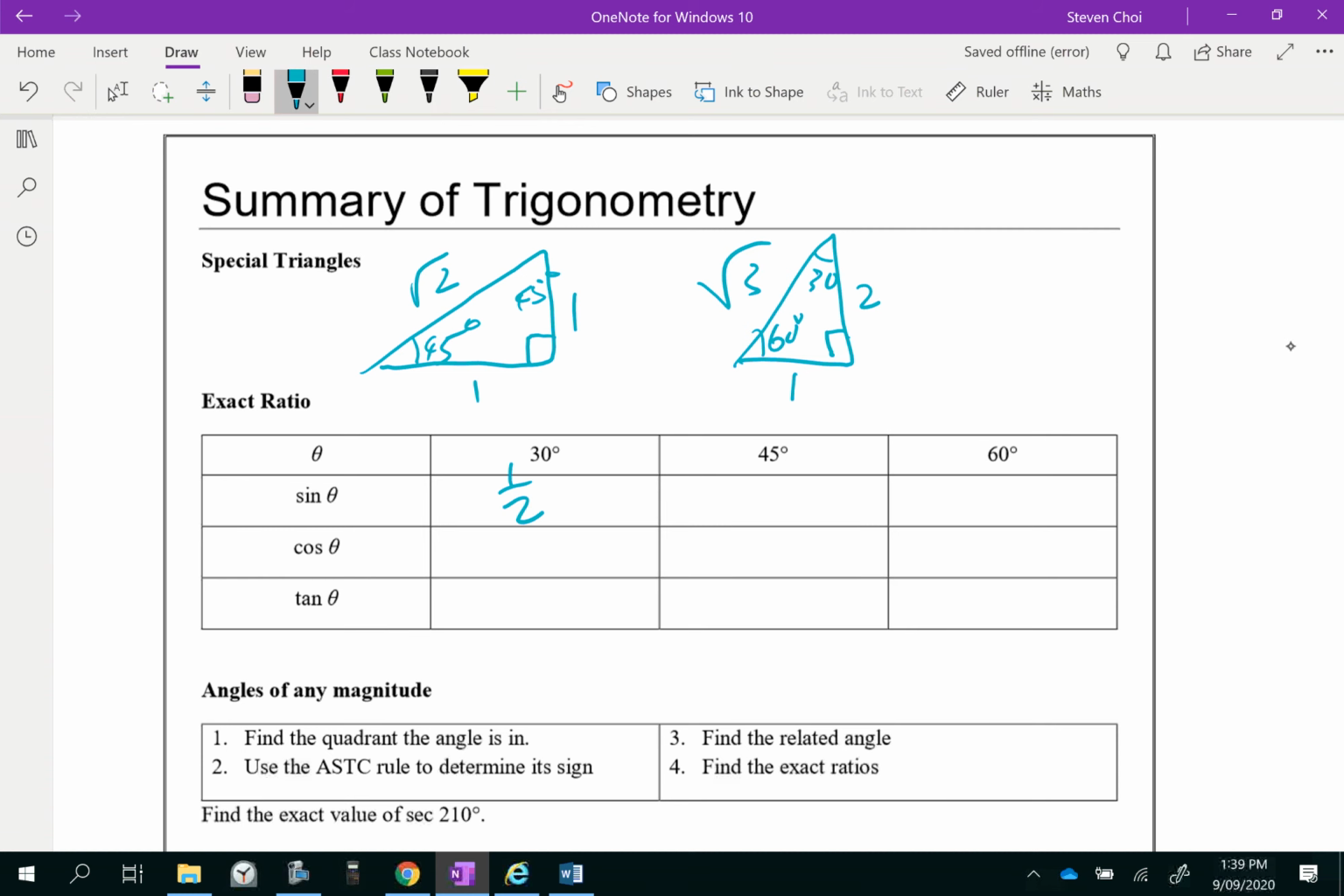So we'll start with this one. This is half. This is 1 over root 2. This is root 3 over 2. And the cos theta is root 3 over 2, 1 on root 2, and half. And the tan ratio is 1 on root 3, 1 and root 3, like that.